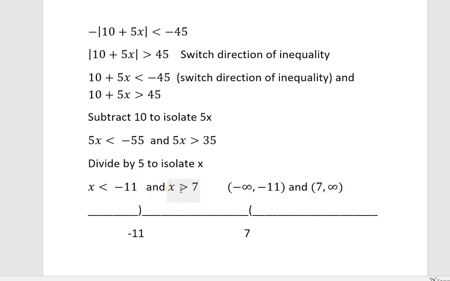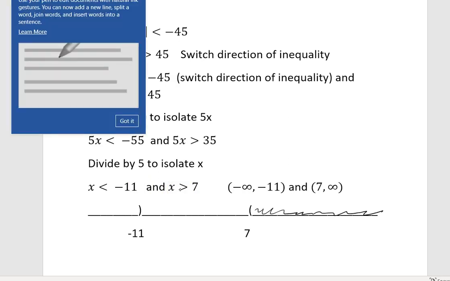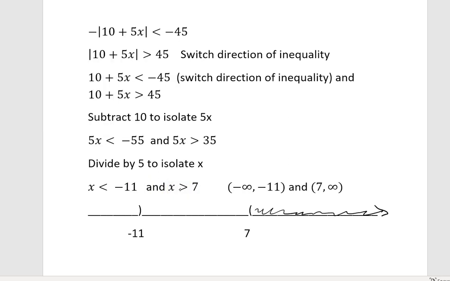So if you take a look, and I'm not sure if I can do this with this, all of this going this way, and all of this going this way. Those are the values that I am going to be saying are my solution. This part in between here is not a solution. It's not included. Here's my absolute value.